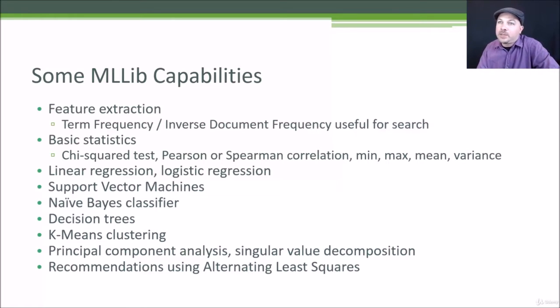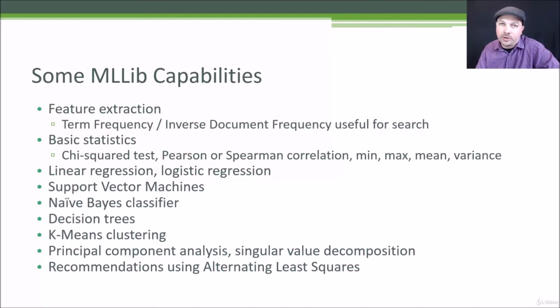It also offers your basic statistics functions, chi-square tests, Pearson or Spearman correlation, and some simpler things like min, max, mean, and variance. None of those are terribly exciting in and of themselves, but what is exciting is that you could actually compute the variance or the mean or whatever, or the correlation score across a massive data set, and it would actually break that data set up into various chunks, run across an entire cluster if necessary. So even if some of these operations aren't terribly sexy, what's sexy about it is the scale at which it can operate.